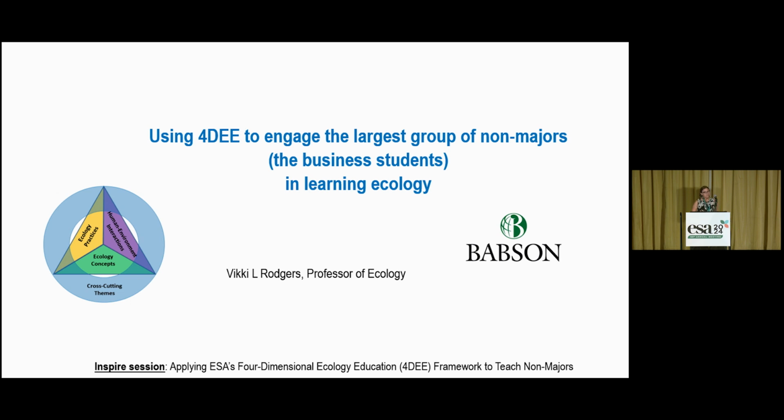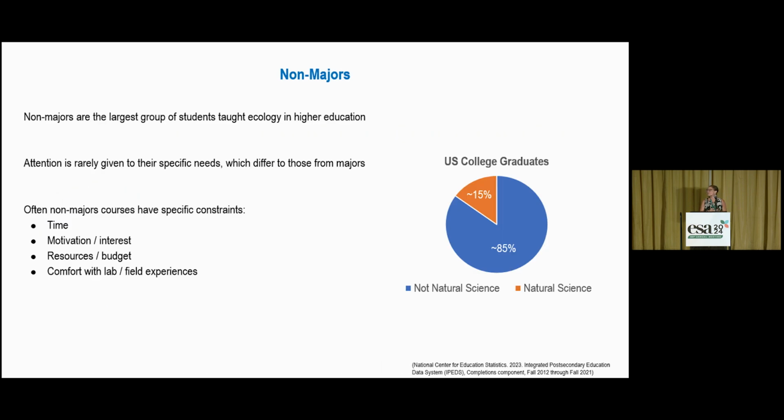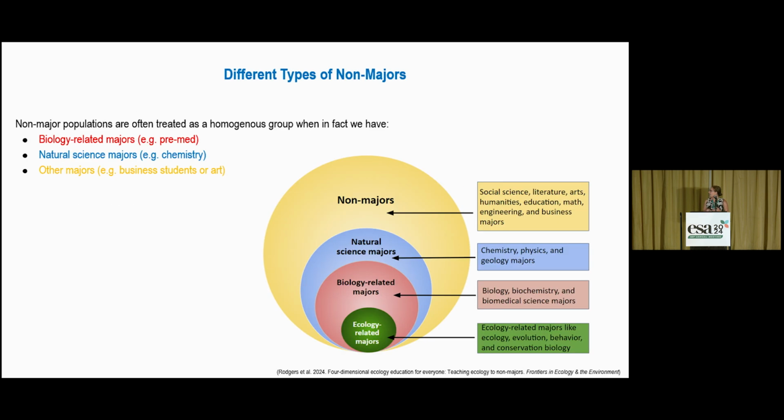Okay, thank you all for being here. I am going to talk with you about what some might consider the polar opposite of what John just talked about for his student population, the art students. My students are all business students. As Sarah mentioned, non-majors make up a very large population, and they have some specialized needs. Oftentimes, we're limited by time and interest, and we need to think about focusing on them.